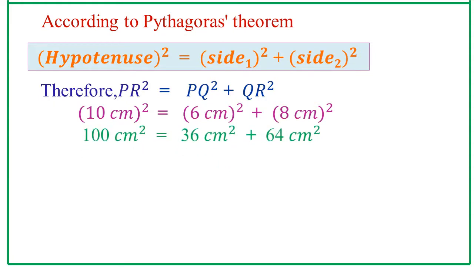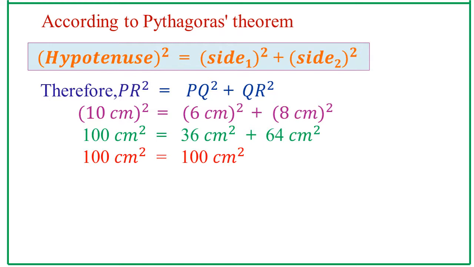10 squared means 10 tens are 100 cm squared. 6 squared means 6 sixes are 36 cm squared, plus 8 squared means 8 eights are 64 cm squared. So it gives 100 cm squared equal to 36 cm squared plus 64 cm squared. We get 100 cm squared equal to 36 plus 64.